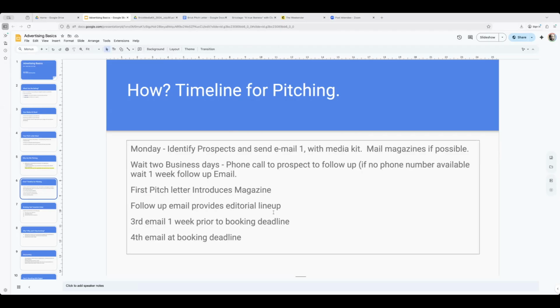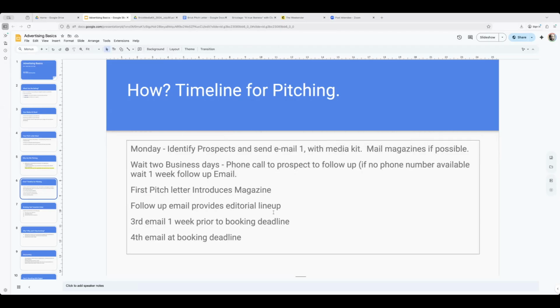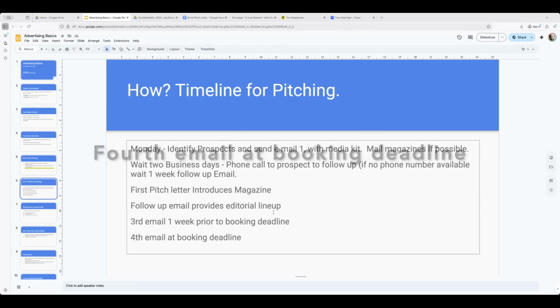Again, hopefully between the second email and the third email, editorial will have come through with more details, or marketing will have figured out some cool new things that they're doing that you can include in that email. And then sort of fourth email at the booking deadline, a day or two before the booking deadline, last call. What does that look like? In or out, Dave, time to go, and just see what you get.